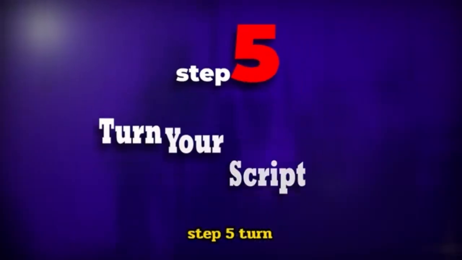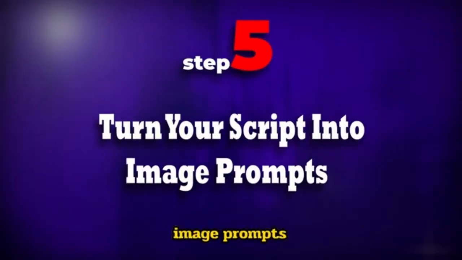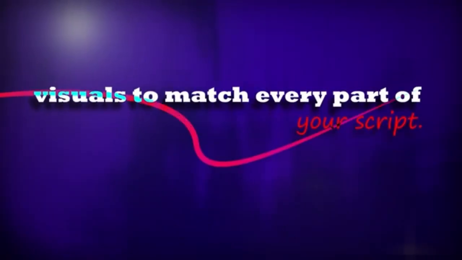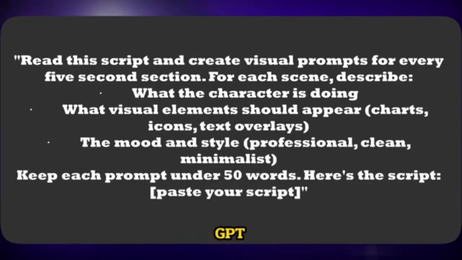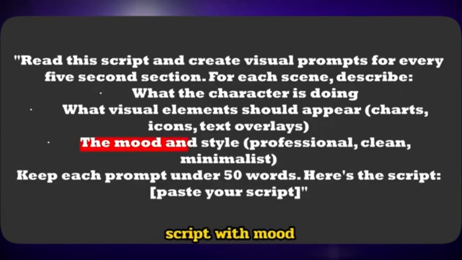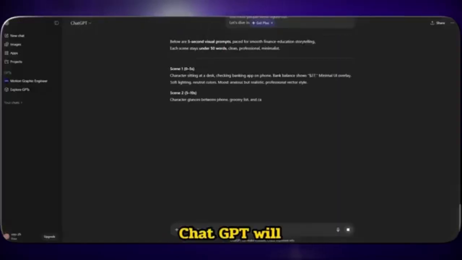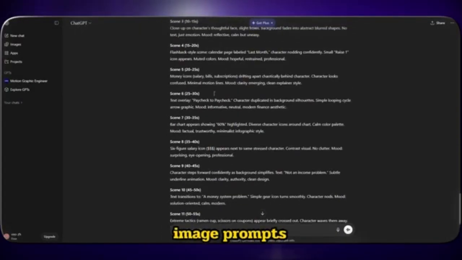Step 5, turn your script into image prompts. Now we need visuals to match every part of your script. So copy this prompt into ChatGPT. This prompt will generate your scene prompts based on your script with mood, style, and visual elements, and hit generate. ChatGPT will give you a numbered list of image prompts.